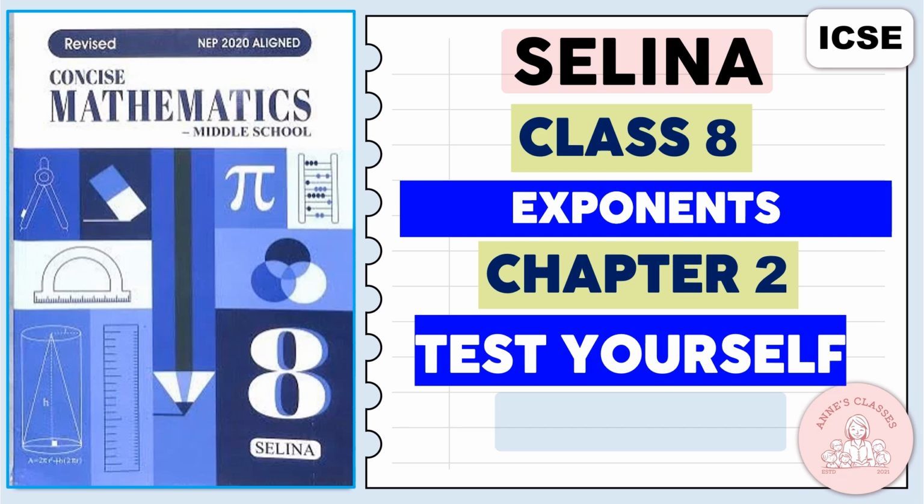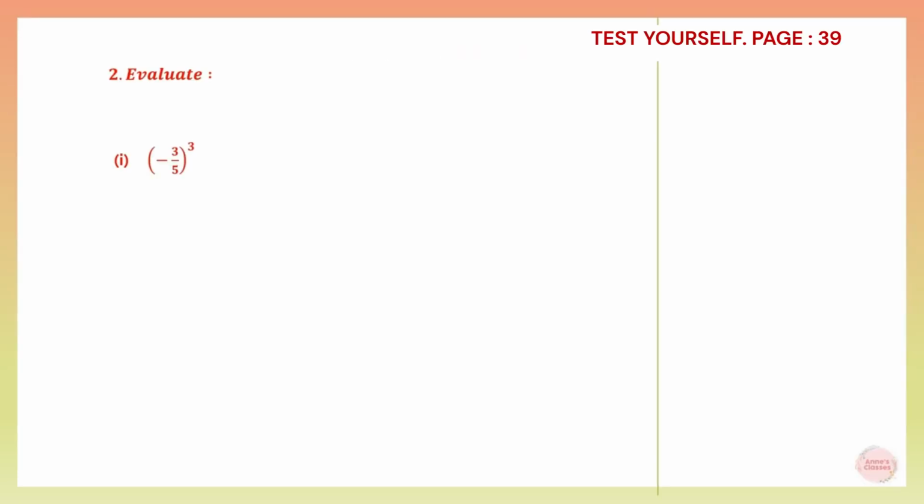Let's do exponents. Chapter 2, Test Yourself, page 39. Question 2. Evaluate. The first one is minus 3 by 5, the whole raised to the power of 3.